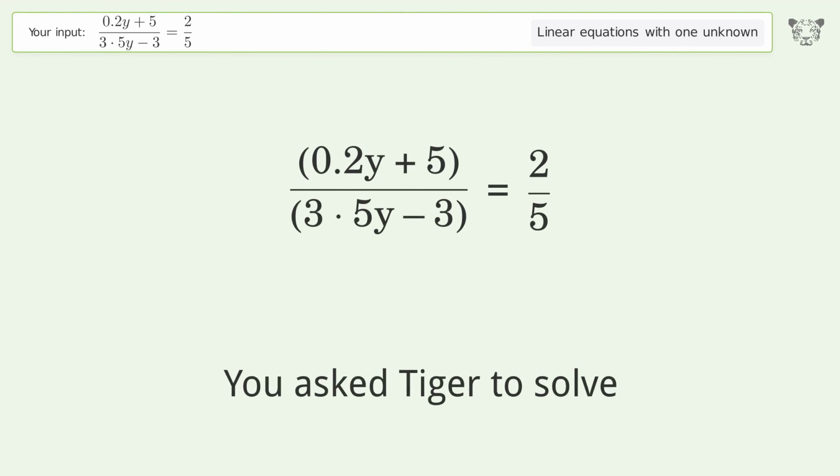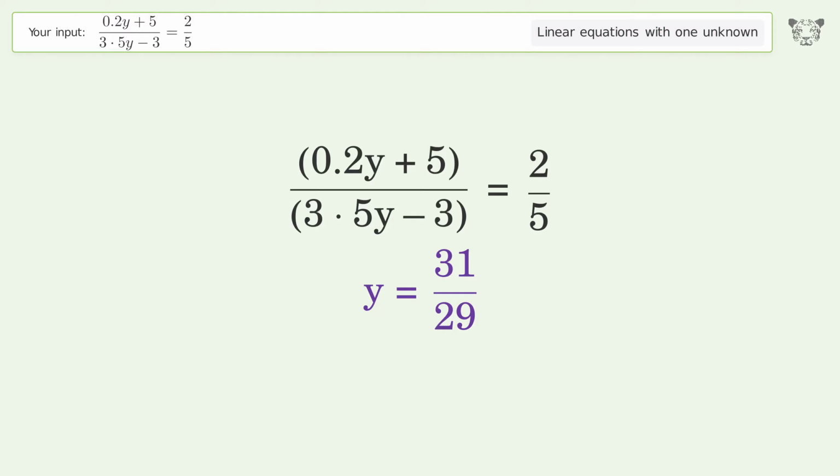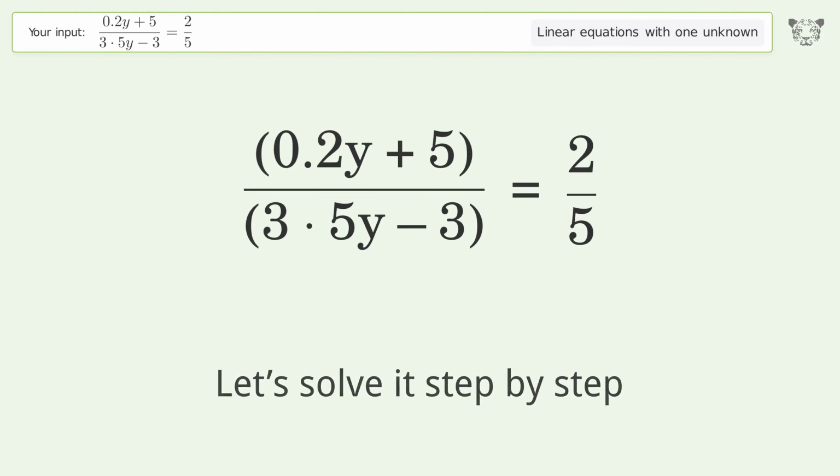You ask Tiger to solve. This deals with linear equations with one unknown. The final result is y equals 31/29. Let's solve it step by step.